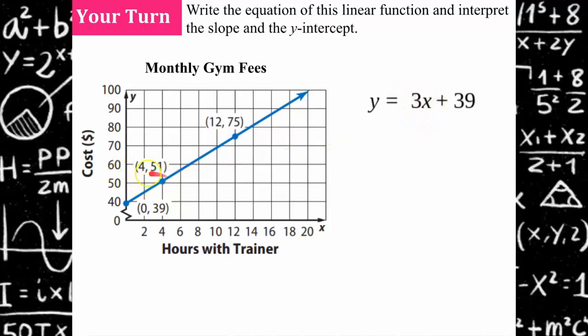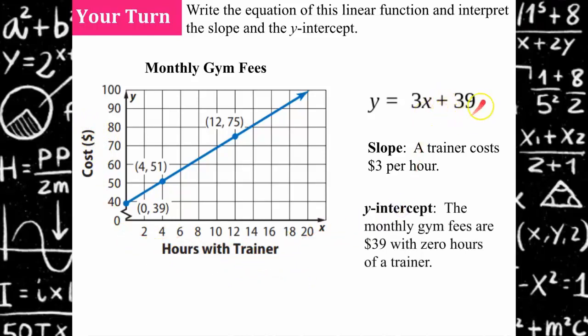Be very careful if they're giving you specific values of these ordered pairs: this is not (0, 40), it's (0, 39). To interpret our slope, this 3 means that it's going to be $3 per hour with a trainer. The y-intercept 39 means there must be a $39 monthly fee. So $39 for the month if I do 0 hours of training.